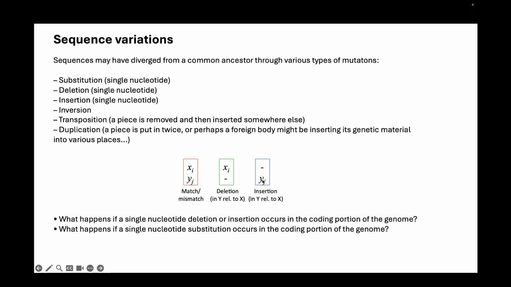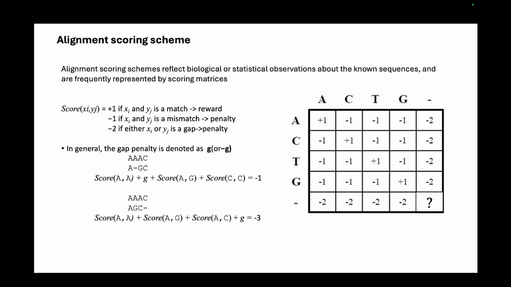Now there can be variations in the sequence, there can be mutations, different types of mutations: insertions, deletions, at least single nucleotide ones. There can be transposition, where a piece is removed and inserted somewhere else, or duplication. So what will happen if a single nucleotide deletion or insertion occurs in the coding portion of the genome? And what will happen if a single nucleotide substitution occurs in the coding portion of the genome?